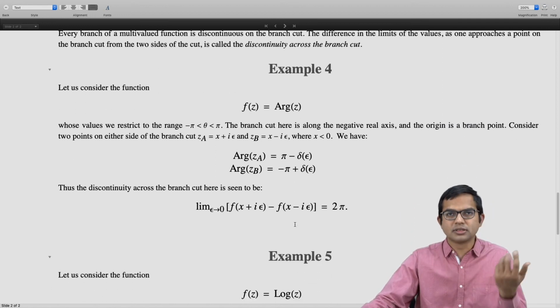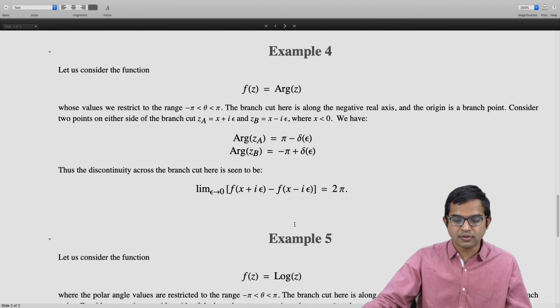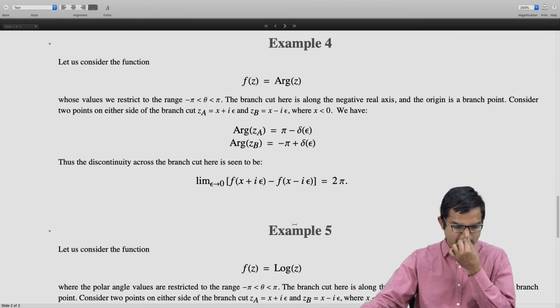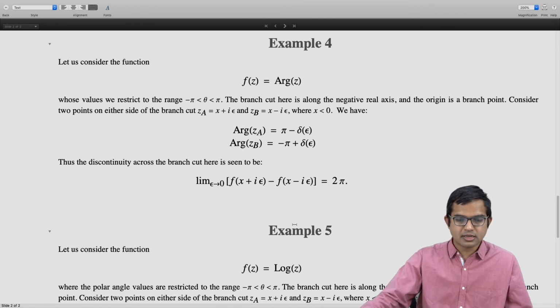Let's look at another example. Suppose we consider the function log of z, right, which is our favorite multivalued function. And now, once again, if we do the same kind of an exercise, we restrict the polar angle to lie between minus pi and plus pi.